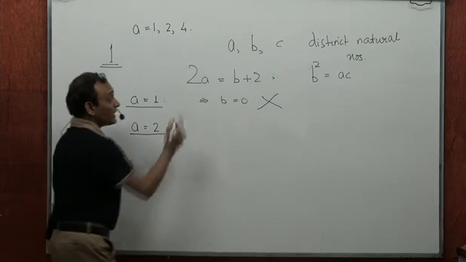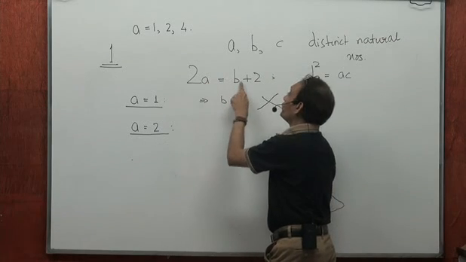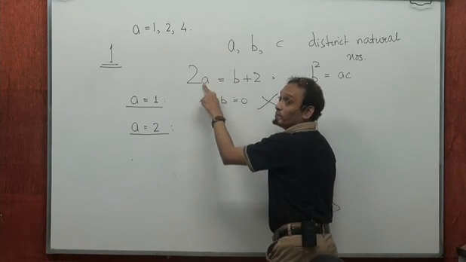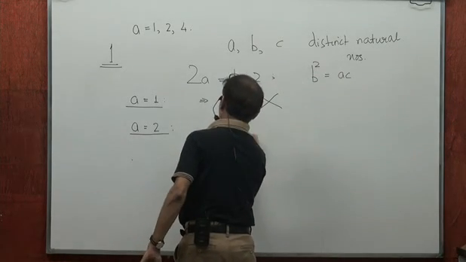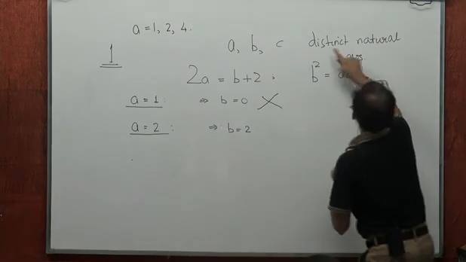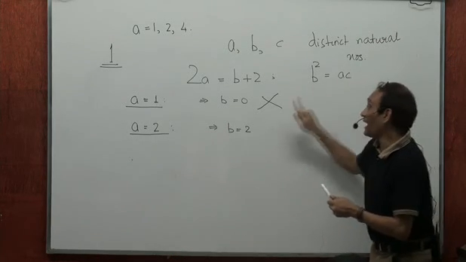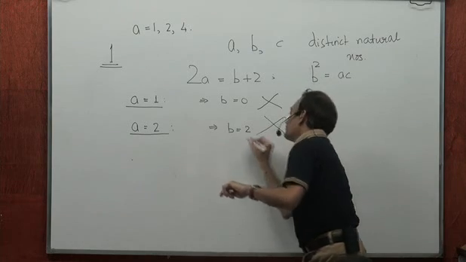When I put A equal to 2, 4 equals B plus 2, that gives me B equal to 2. Can I accept this value? No, because they are meant to be distinct natural numbers. I'm getting A and B both as 2, so I will rule this out.